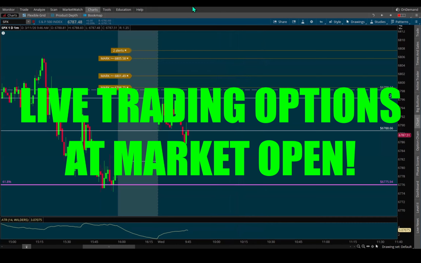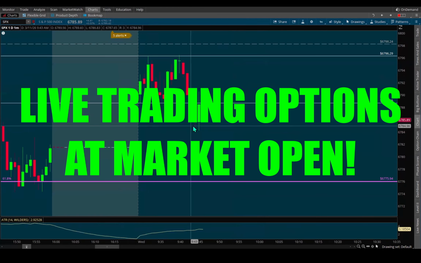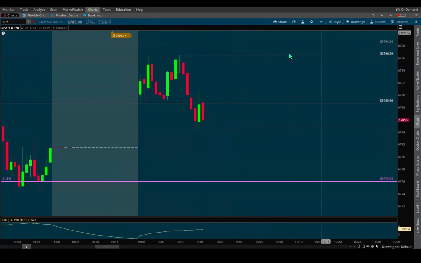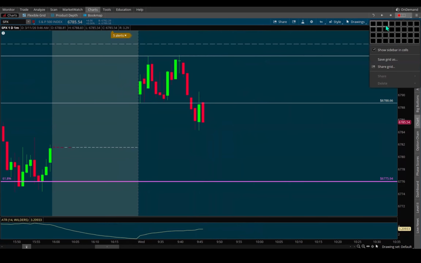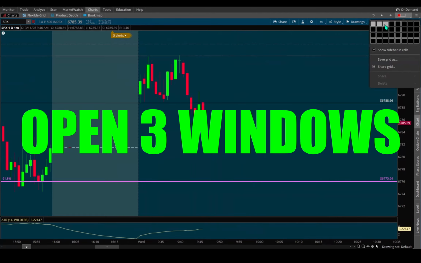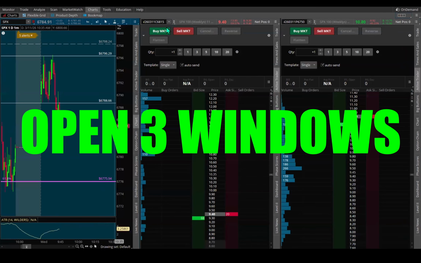Today, I want to give you a quick breakdown of all the things that I go through when trading at the opening bell. We're going to focus on SPX 0-day expiration contracts. And what we want to do on the Thinkorswim platform is go to the top right corner and open up three windows here. It's going to look something like this.